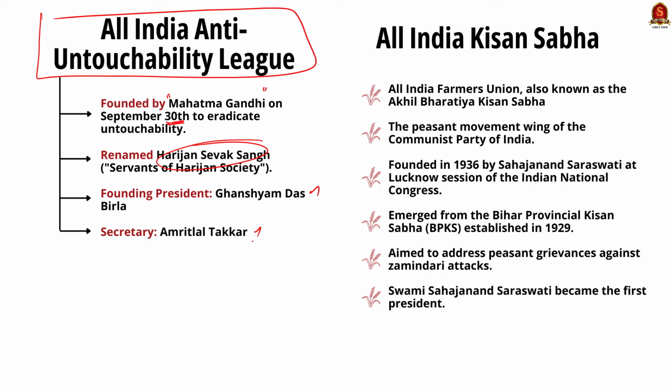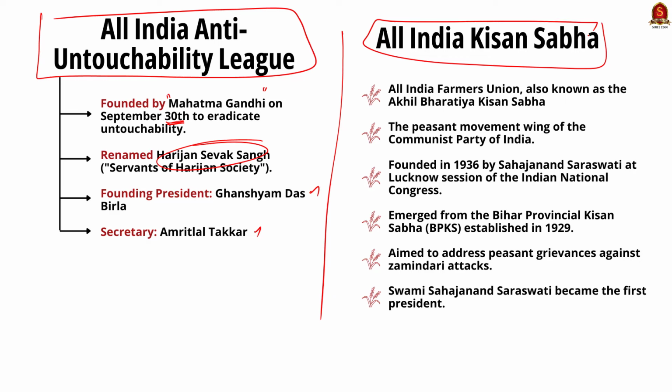Now coming to the second pair, All India Kisan Sabha, also known as Akhil Bharatiya Kisan Sabha, is the peasant or farmers wing of the Communist Party of India. It's an important peasant movement formed by Sahajanand Saraswati in 1936. The Kisan Sabha movement started in Bihar under the leadership of Mr. Saraswati, who had formed in 1929 the Bihar Provincial Kisan Sabha in order to mobilize the peasant grievances against the Zamindari system.